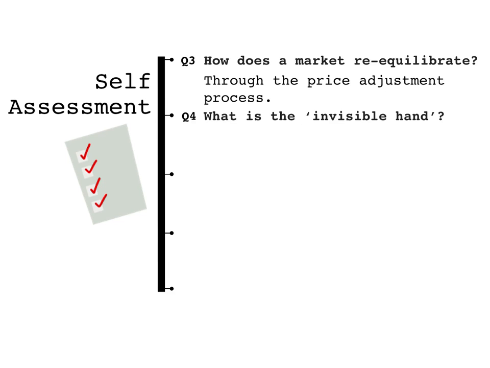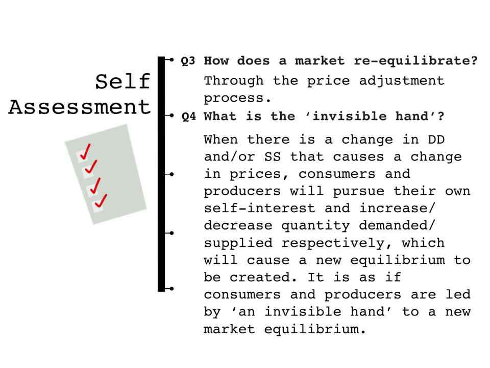The invisible hand, if you remember at the beginning of this series of lectures, was mentioned by the father of modern economics, Adam Smith. And basically, it is this idea that when there's a change in prices, consumers and producers will pursue their own self-interest and increase and decrease quantity demanded and supplied respectively, which will cause a new equilibrium to be created. It is as if consumers and producers are led by the invisible hand to a new market equilibrium.